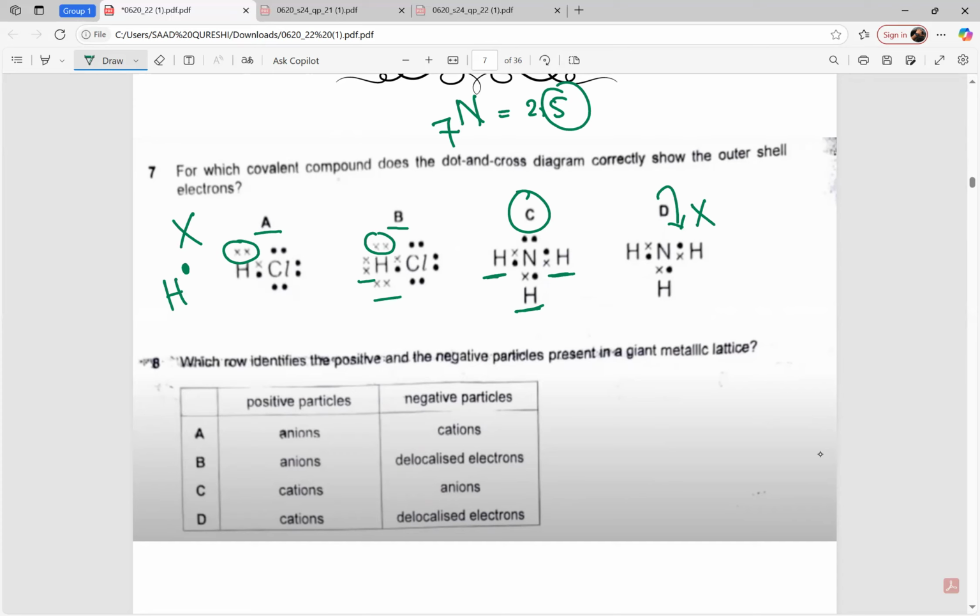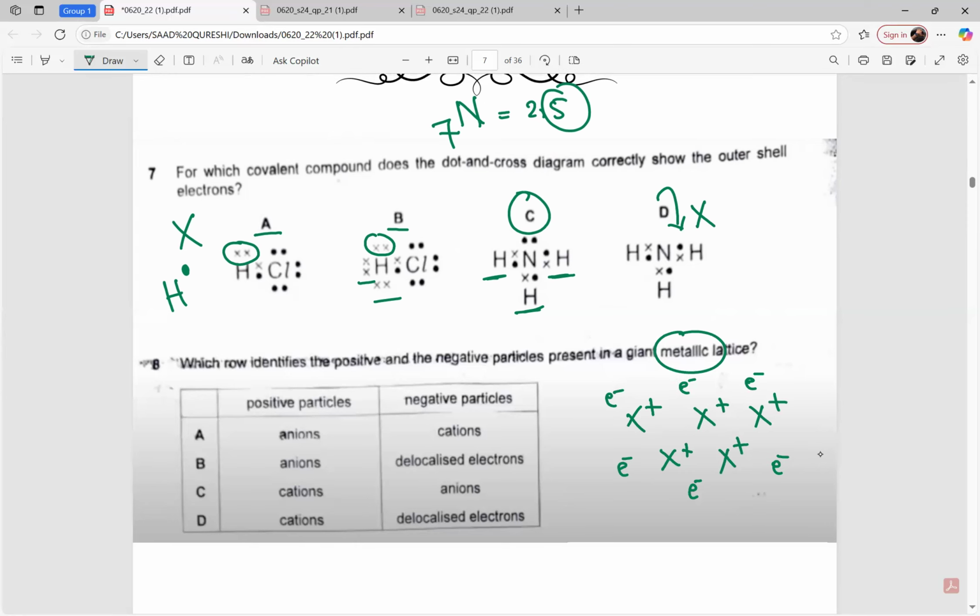Question number 8. Which row identifies the positive and negative particles present in a giant metallic structure? Now, in metals, the positive ions are arranged in the lattice structure, and they have a sea of delocalized electrons as the negative particle. So the answer here is D. The positive particles are cations, the metal ions, and the negative particles are delocalized electrons.